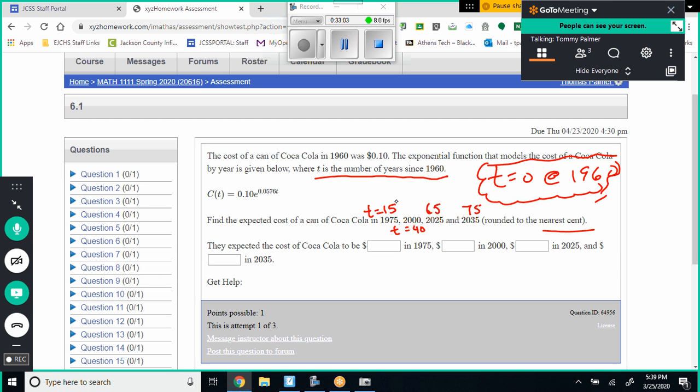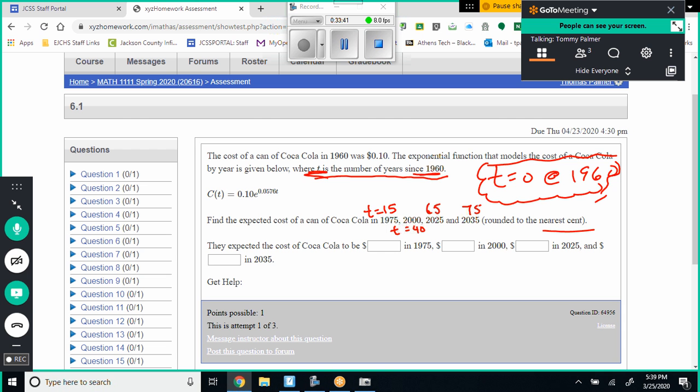The reason is that t right here is the number of years since 1960. They reset the clock at 1960. That's what they're saying. Your time is starting from 1960, so you take all your dates minus 1960 to find your t. And then you just evaluate it.